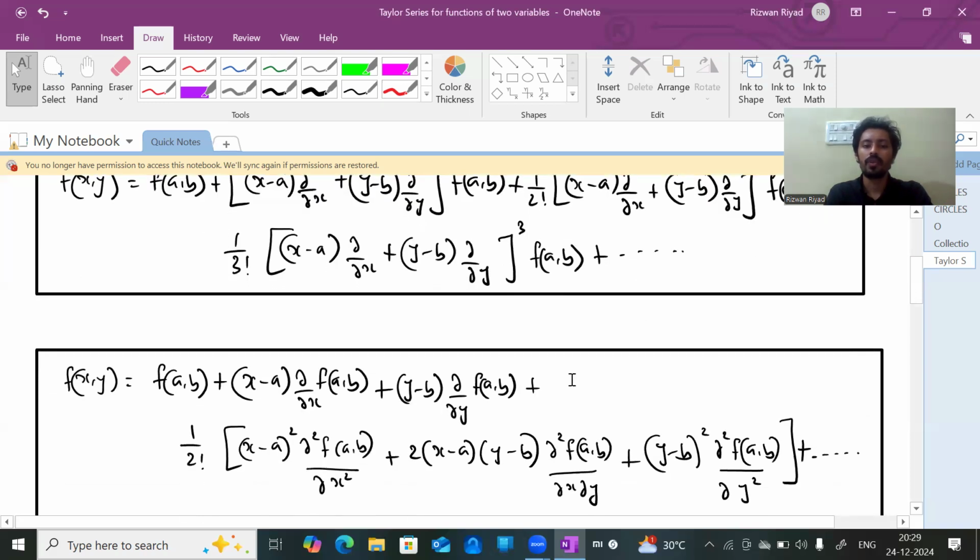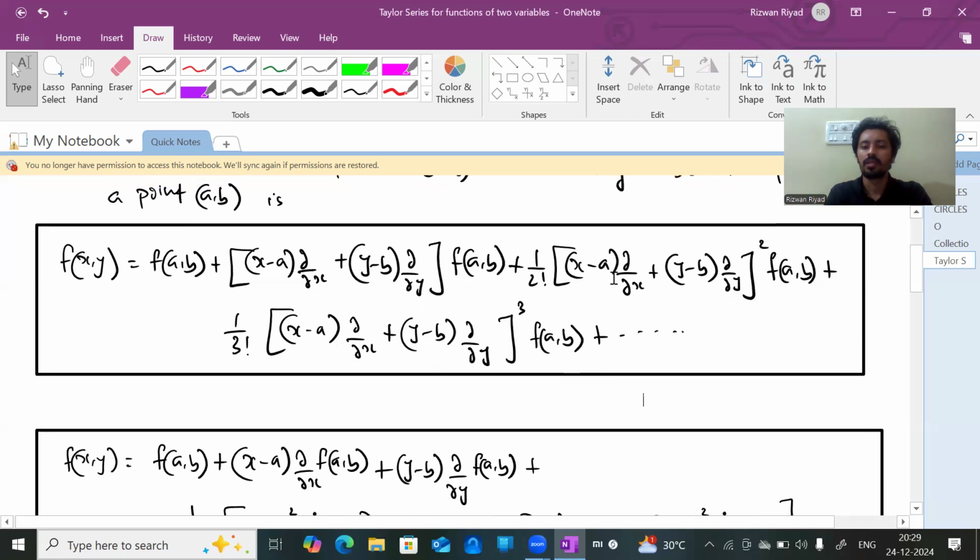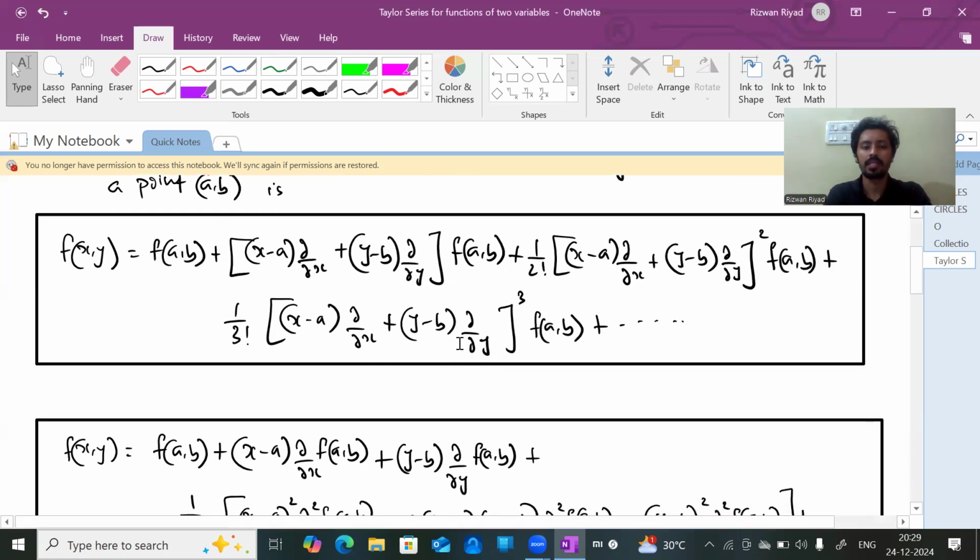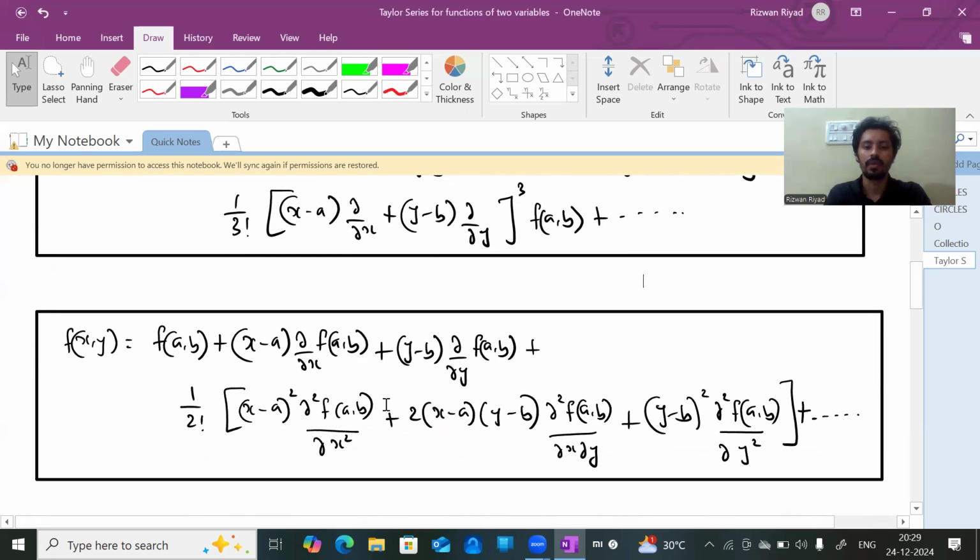Or we can write it in a different form. That means this one is a plus b the whole square form, right? (x minus a) ∂/∂x plus (y minus b) ∂/∂y the whole square. If you expand this a plus b the whole square, you can expand it using a square plus 2ab plus b square. Similarly, this is a plus b the whole cube form. We know that a cube plus b cube plus 3a square b plus 3ab square. So if we expand such brackets here, it will be available in this form.